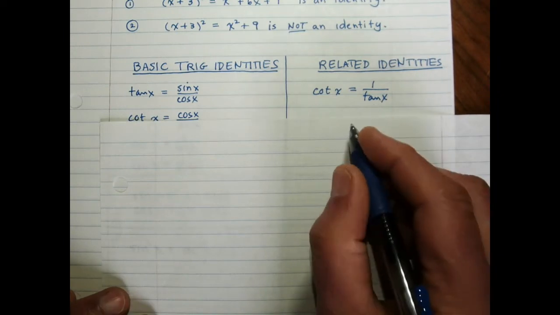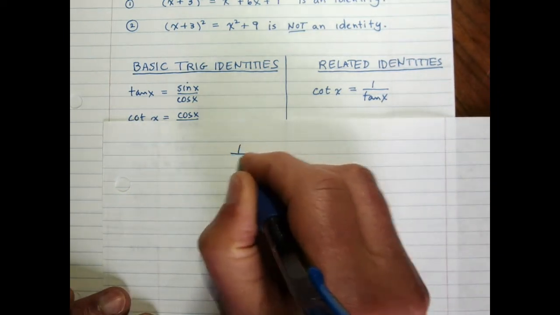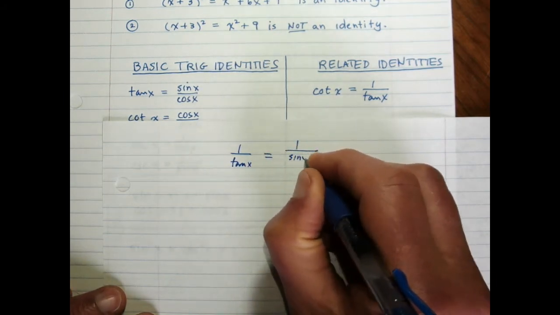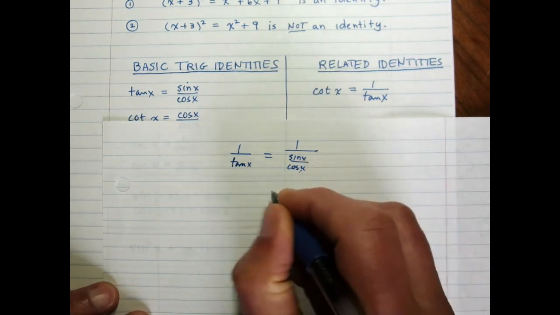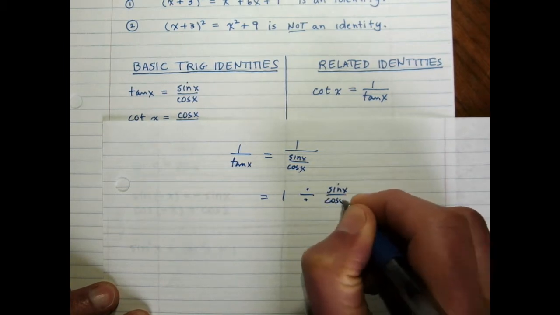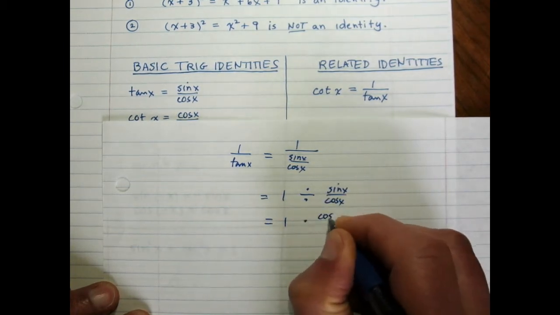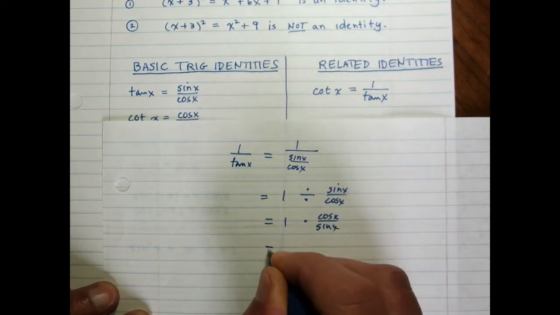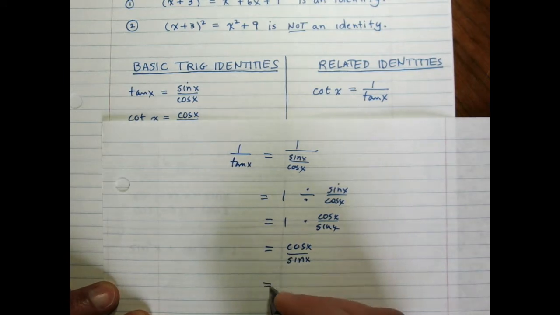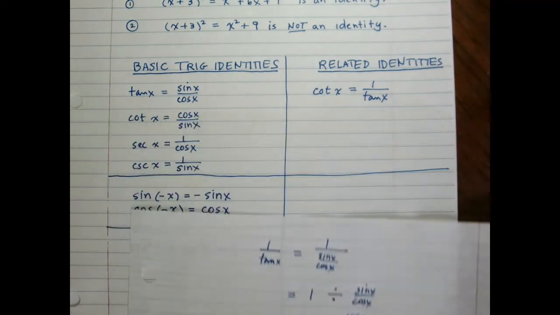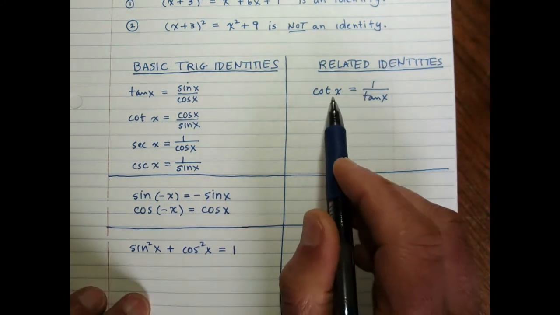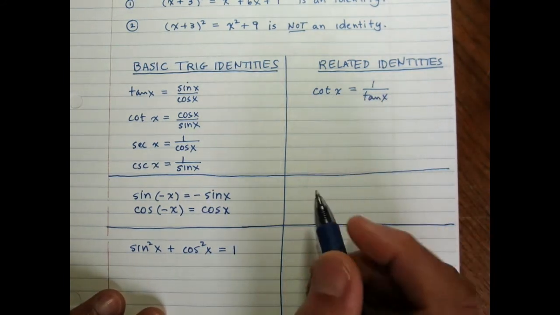Now if you're not certain about that, I would ask myself, well, 1 over tan x is 1 over sine x over cosine x, which is 1 divided by sine x over cosine x, which is 1 times cosine x over sine x. But that's cosine x over sine x, and that's cotangent x. So it doesn't take me long to convince myself that, oh yeah, that's got to be true. In fact, you should probably know that cotangent and tangent are reciprocals of each other.